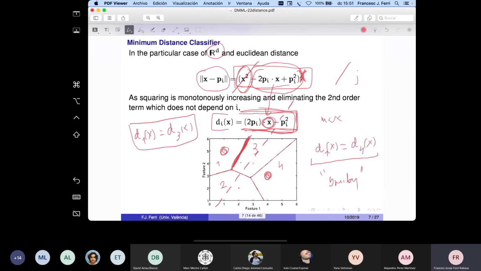The only thing is that this boundary between classes 1 and 4 is of no use because between class 1 and class 4, we have classes 3 and 2. So this equality is not used to classify. I don't know if you understand that. Is it okay?